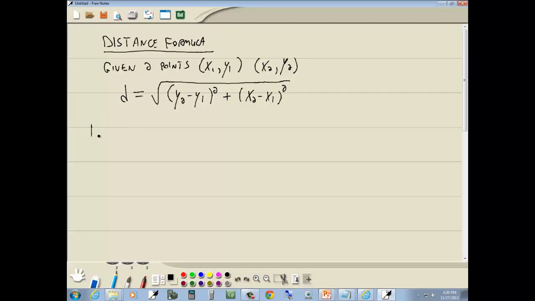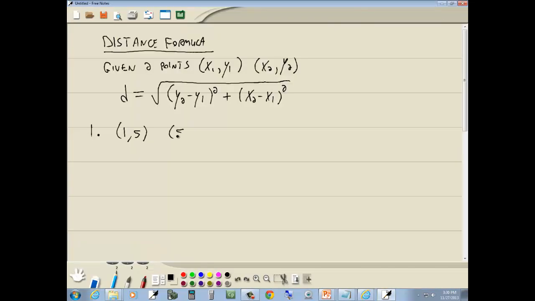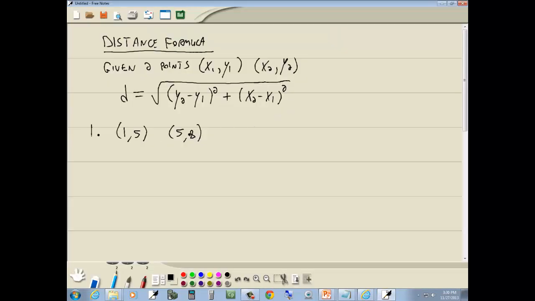So let's take a look at our first problem here. We're given the points 1, 5 and 5, 8. And it says find the distance between these 2 points. Now you may be given these, or you may be given a graph, and then you're given 2 points on a graph, and you have to figure it out from there.